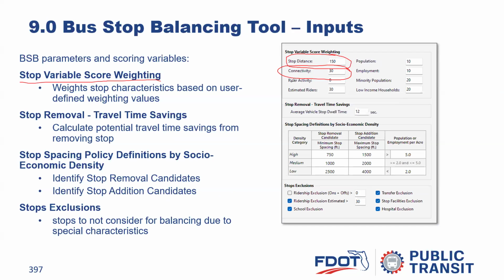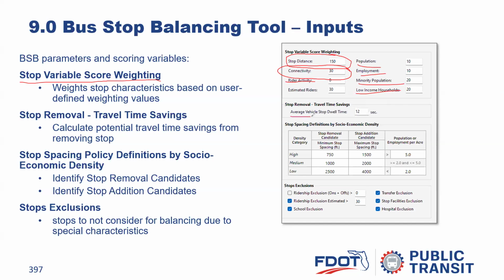Rider activity is based on observed APC data. For our fall 2024 scenario in Gatorville, it has the observed ridership in it. So we would most definitely want to use that as part of our weighting and scoring, because the higher the ridership, we don't want to get rid of stops with high ridership. If we don't have this variable, we can use the estimated riders, which is weighted here. Population, employment, minority population, households, all of those are weighted as well.